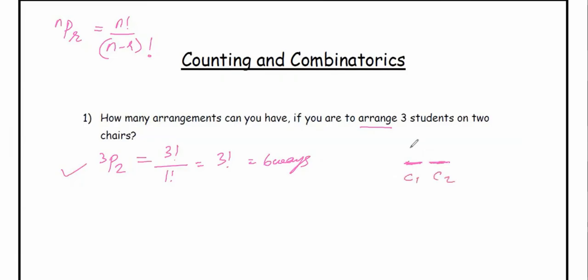On the first chair, any of the 3 students can come. One of the students is seated on the chair. So there are 2 students remaining. So for the second chair, any of the 2 students can come. So there are 6 ways, 3 into 2, to arrange 3 students on 2 chairs.